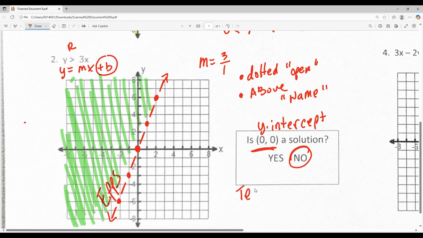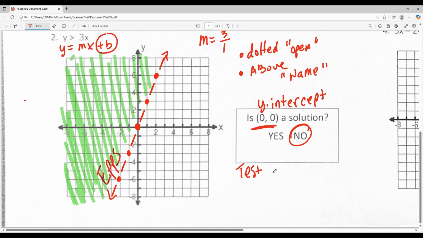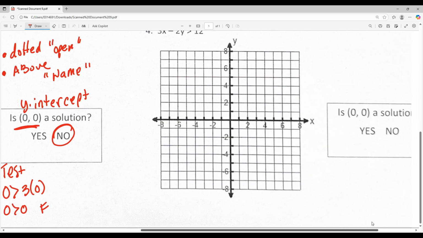Now, if you think about it in testing, that would be 0 greater than 3 times 0. That would be 0 greater than 0. That is false. So if your test gives you a false result, then it is not a solution because 0 is equal to 0. If it was y greater than or equal to 3x, then yes, it would be a solution. Okay? All right, we're going to go above.